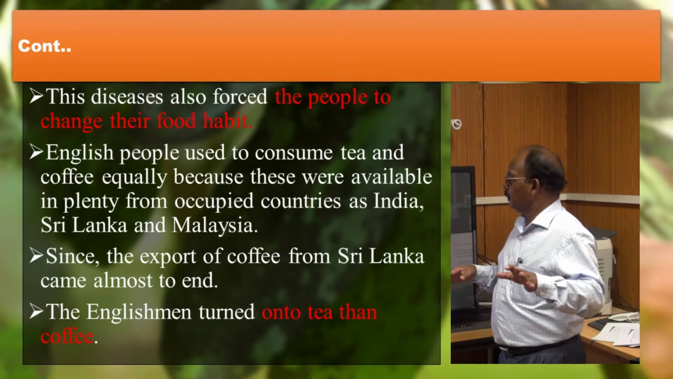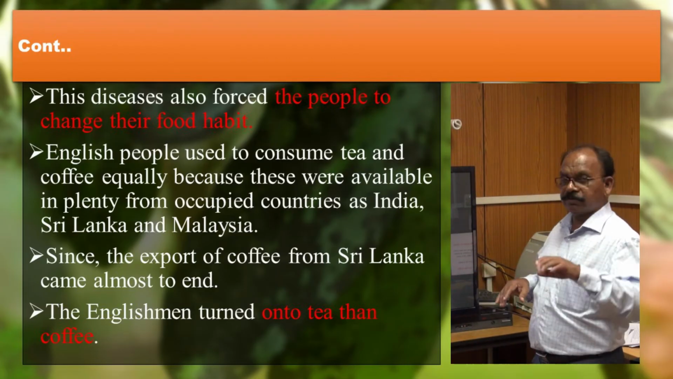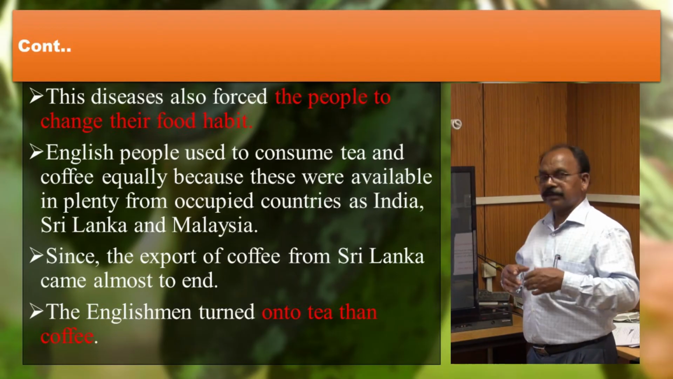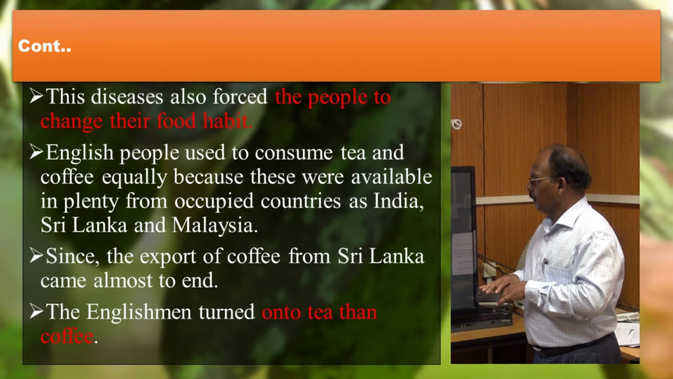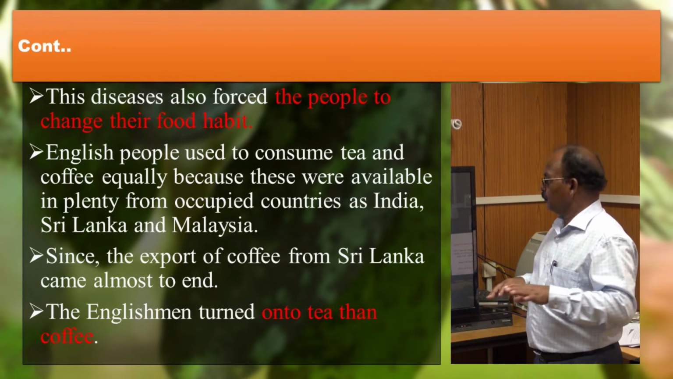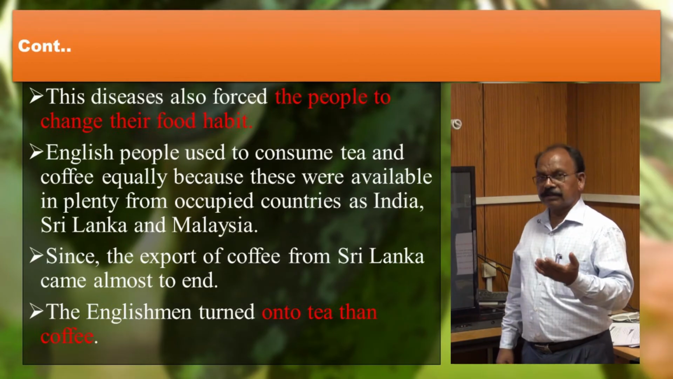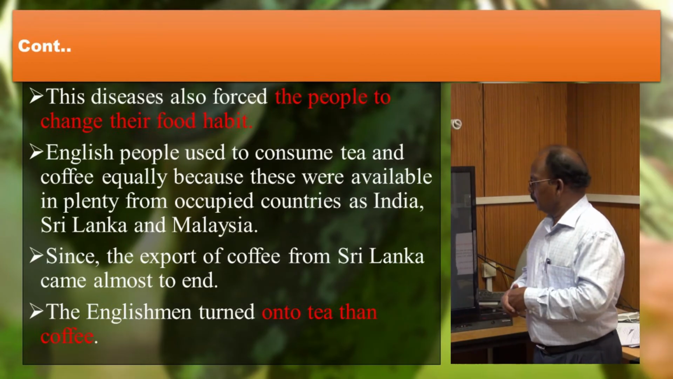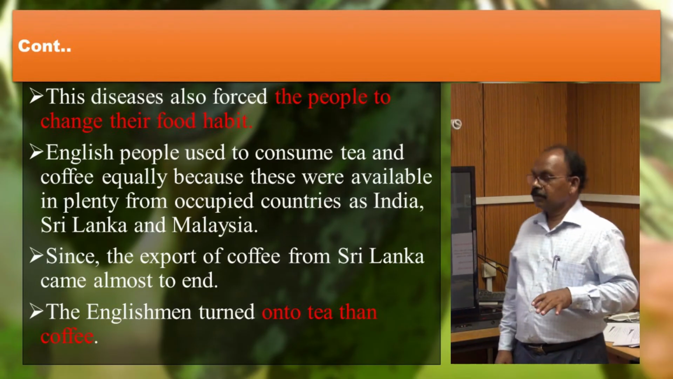English people used to consume tea and coffee equally because these were available in plenty from countries such as India, Sri Lanka and Malaysia. Since the export of coffee from Sri Lanka came to an end, the English people turned to tea rather than coffee.